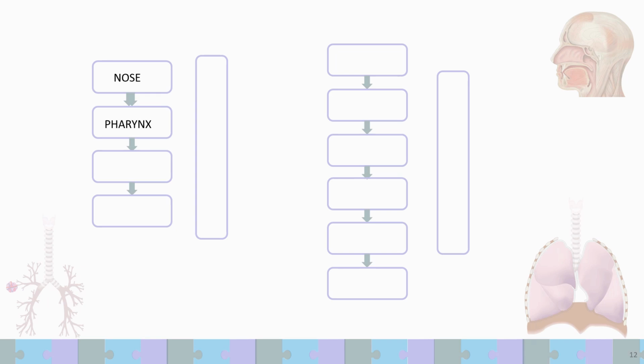Next up, it goes down the throat or the pharynx, past that voice box or that larynx, and into that trachea or that windpipe. So the top of the trachea is considered upper respiratory. When it gets down into the chest cavity or the thorax, we will be moving into lower.